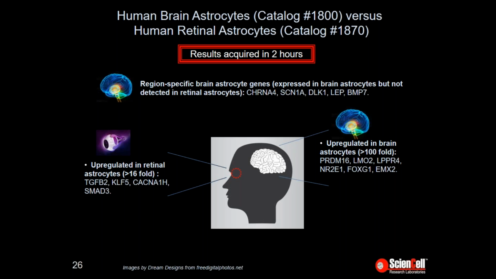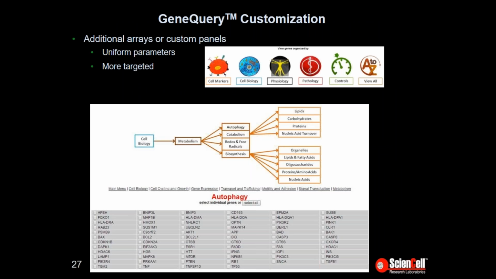Using gene query to characterize your cells is just one example of how our pre-designed gene query kits can aid in your research. If you don't find a pre-designed kit that fits your needs, you can also use our website to customize an existing kit or even build your own from our database of more than 2,000 genes. Since all of our primers are optimized for the same PCR conditions, you can mix and match as you please.